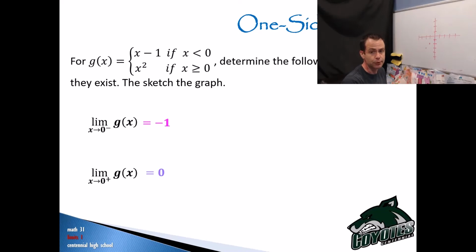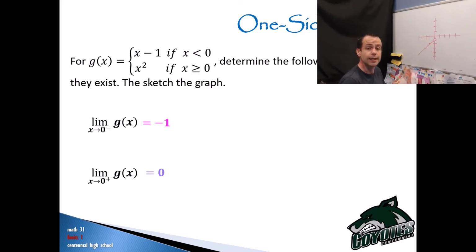I'm going to take a nice ruler, but I'm only going to draw it up to 0. And it can't actually be x equals 0, because at x equals 0, I'm the other function. The x squared gets the greater than or equal to 0. So I'm actually going to erase that point and put an open circle there. And then this is going to be my graph. This is x minus 1 up to 0.